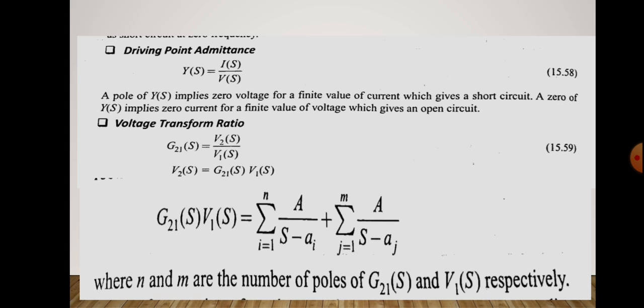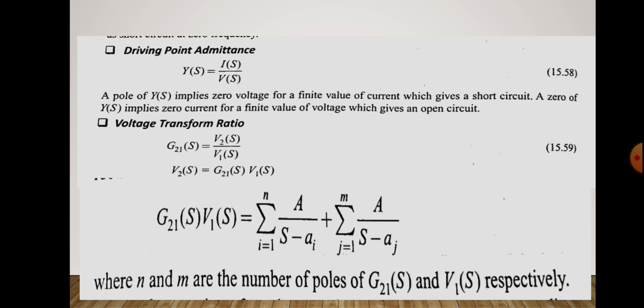It indirectly points to a short circuit or open circuit in the case of driving point impedance and driving point admittance. Next we can see the different voltage and transfer impedance forms in a network. Next we will find the significance of poles and zeros in the case of a voltage transfer ratio. Here we are checking only one voltage transfer ratio, that is G21(s), which is V2(s) by V1(s). If it is a two-port network, then the voltage at the second port V2(s) divided by the voltage at the first port gives the voltage transfer ratio.